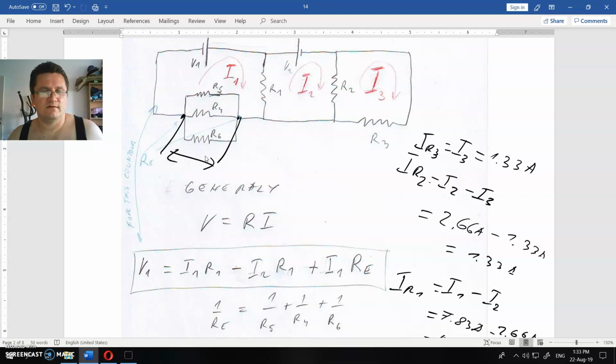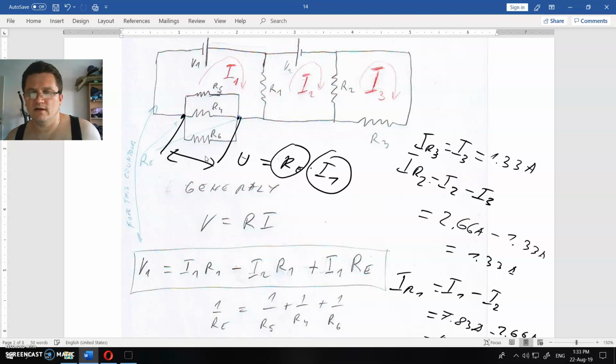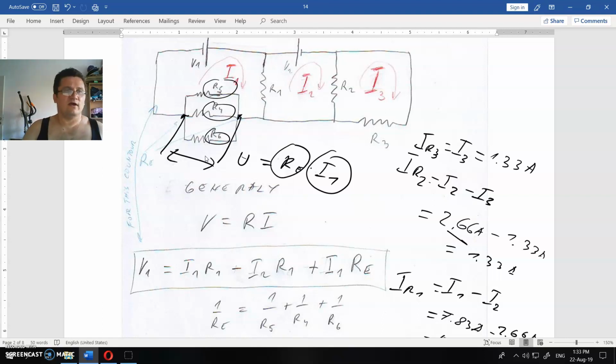Let's say U is equal to RA times E, but that E is actually E1. We calculated that before, that is 2.66. So we find the voltage between those points very easily. And then it's not too difficult to find this, this, and this. You have that written downwards.